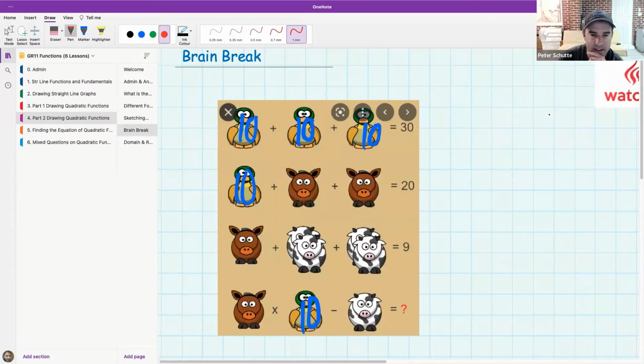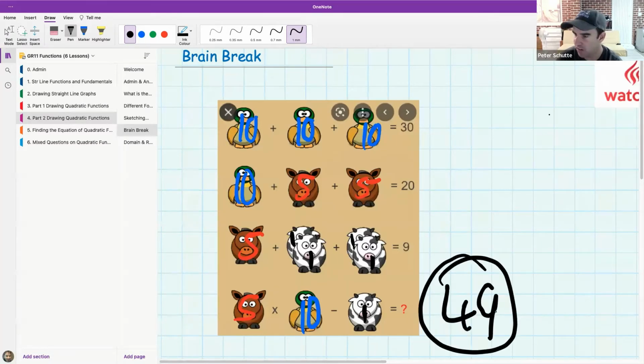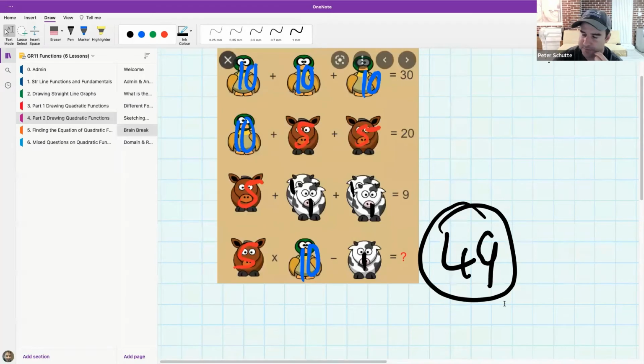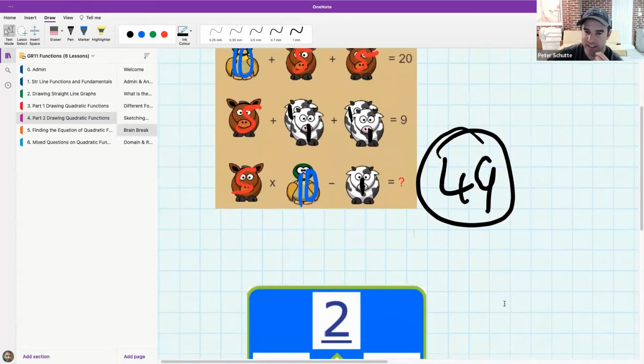Oh my gosh, you guys are too fast. Okay. What I'm seeing is that a donkey is 5. And then each cow is 1. So we've got 5 times 10 minus 1. And the final answer, guys, is 49. I think that this one was so easy for the grade 11s. They didn't even sweat. They were just giving the correct answer.